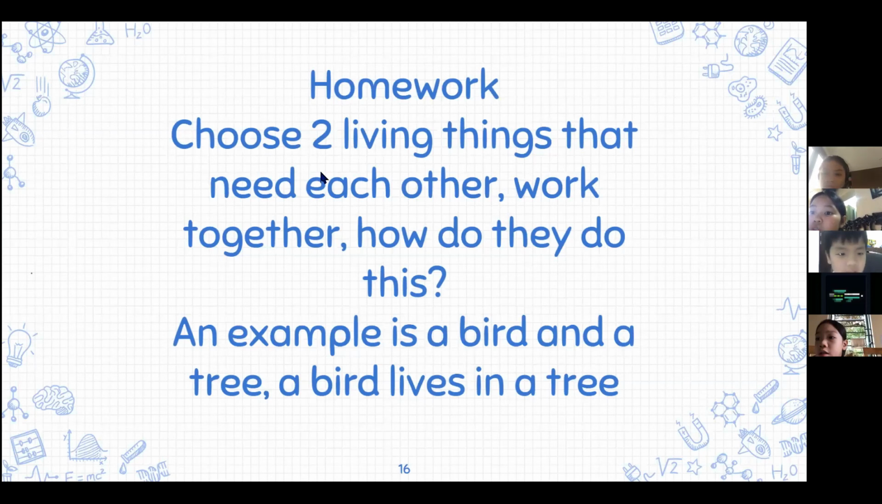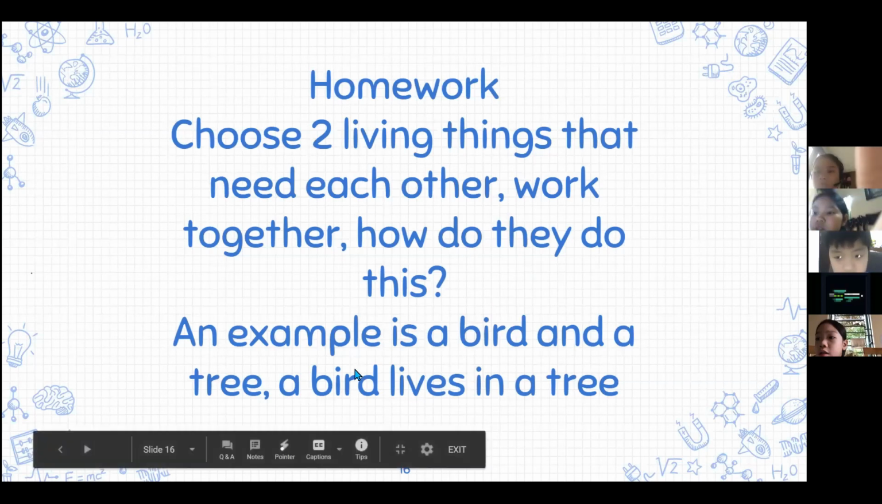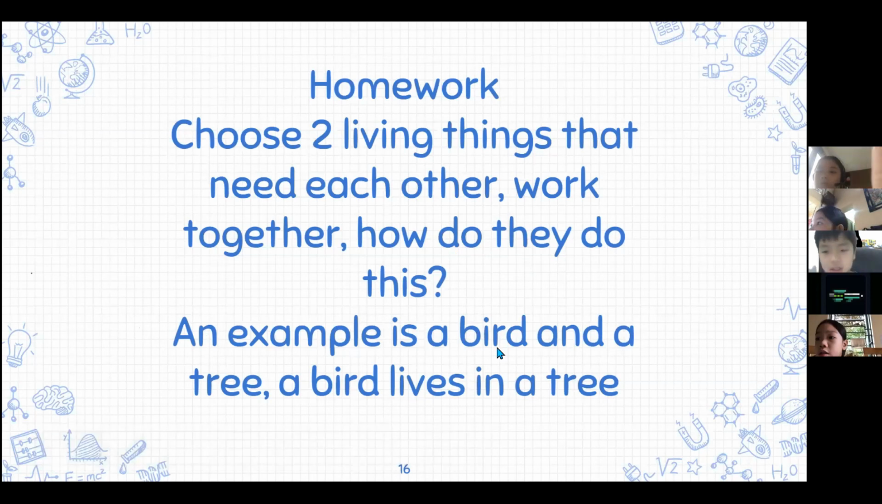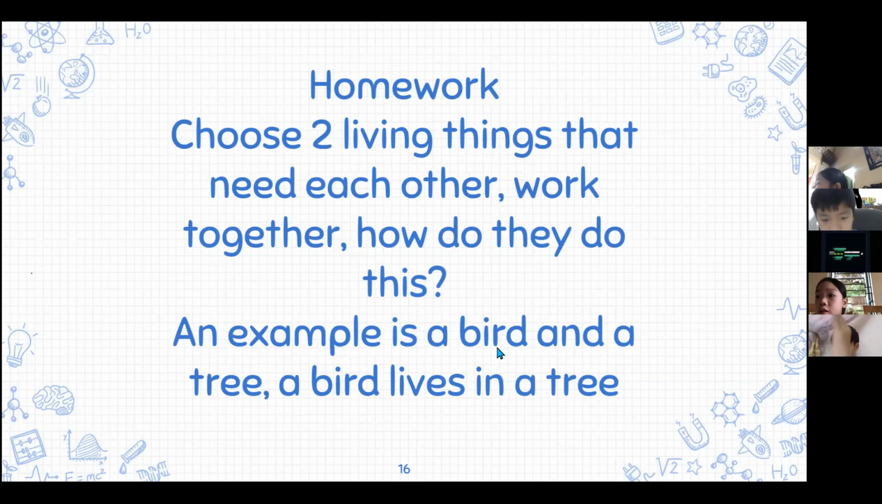For your homework, what I want you to do is choose two living things that need each other, that work together. How do they do this? So an example is a bird in a tree, a bird lives in a tree. This here, these two lines, this is what your homework is. Tomorrow, what I'm going to ask everyone is to give me an example of two living things that need each other.